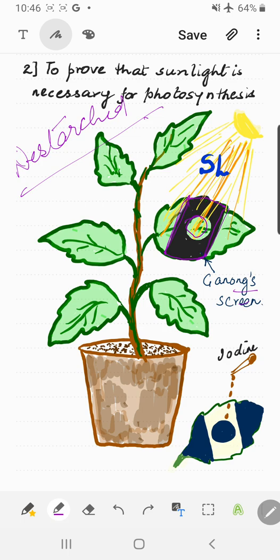Then keep the plant in the sun for some time. Now SL is sunlight, and the sunlight is falling on all the leaves. This is just to show the sunlight is falling on all the leaves. Keep the plant in the sun for some time, let it photosynthesize, and thereafter it is time to check for the concerned factor. What we will do, we will pluck off this leaf on which we fixed the Ganong screen. We will also remove the Ganong screen now, because now we don't need it, right?